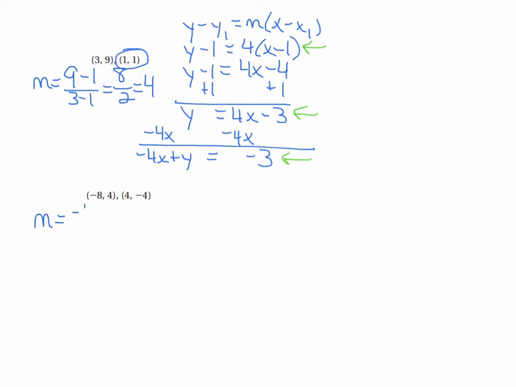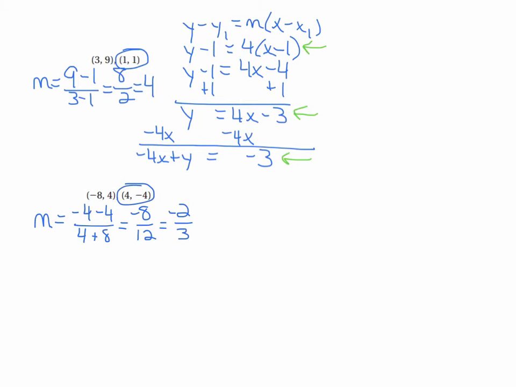So let's do my slope. I get negative 4 minus 4 over 4 minus a negative 8. So I get negative 8/12, which is negative 2/3. Okay, so my slope is negative 2/3. I'm going to pick a point to deal with. I'm going to do the 4, negative 4, just because it looks maybe like it's a little easier.